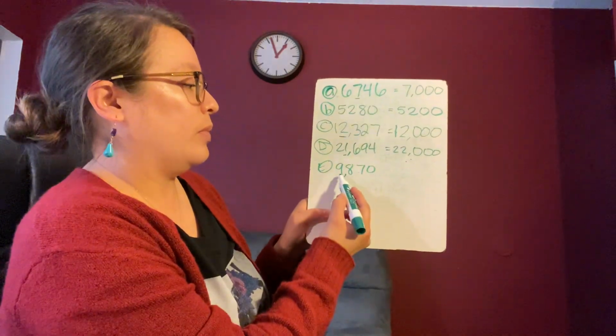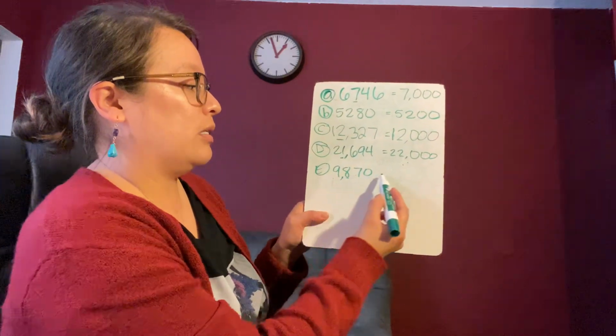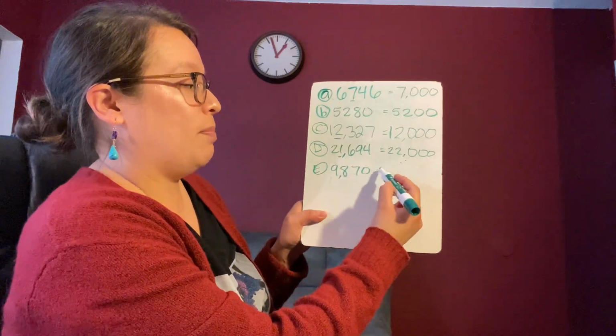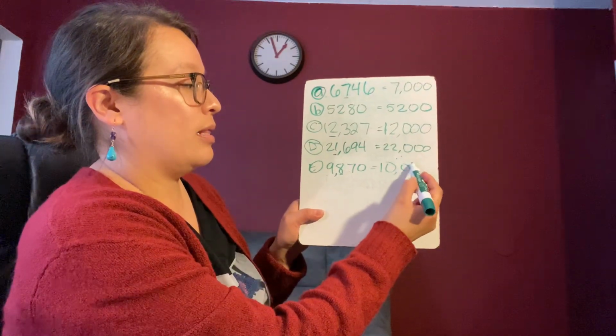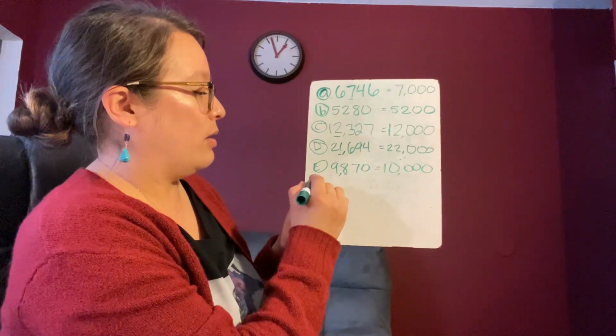Okay, letter E, 9,870. Here's my thousands, but I look at my hundreds. 5 or higher, that means this goes up. This is 10,000.